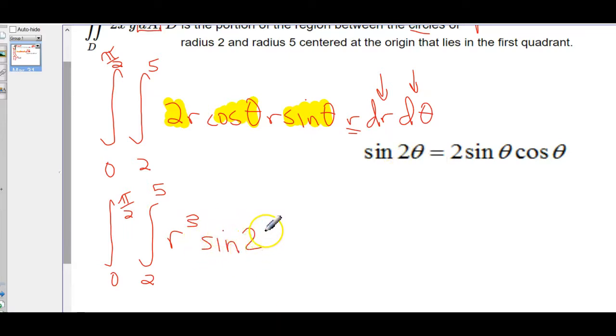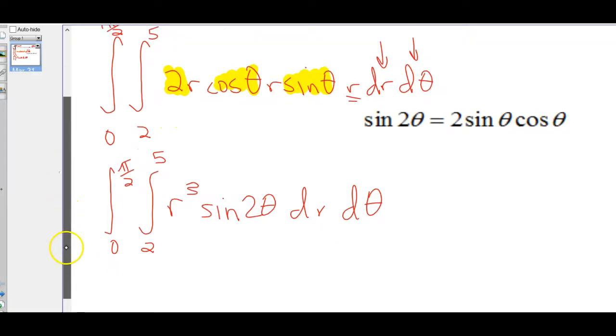Just because it's a single trig function rather than multiple trig functions. Alright, and then dr d theta. Okay, all the r's have been gobbled up into this r cubed, and then the 2 sine theta cosine theta is that double angle formula for sine.